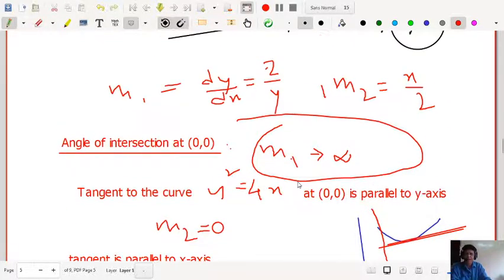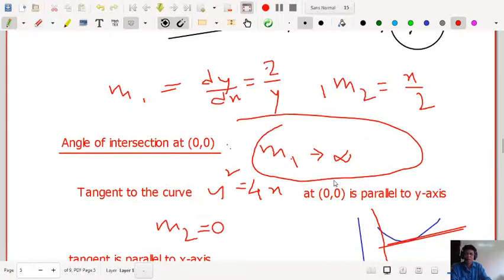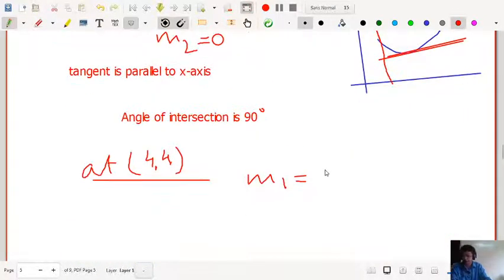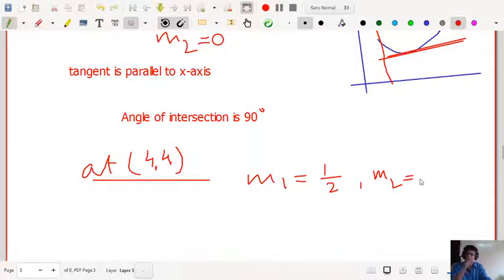Let us now find out the angle of intersection at (4, 4). So you have the point (4, 4). Let us find out m1. What is your m1? You look at that, your m1 is 2 by y. So if you substitute, you will get m1 equal to half. And what is your m2? m2 is x by 2. So if you substitute 4, you will get 2.